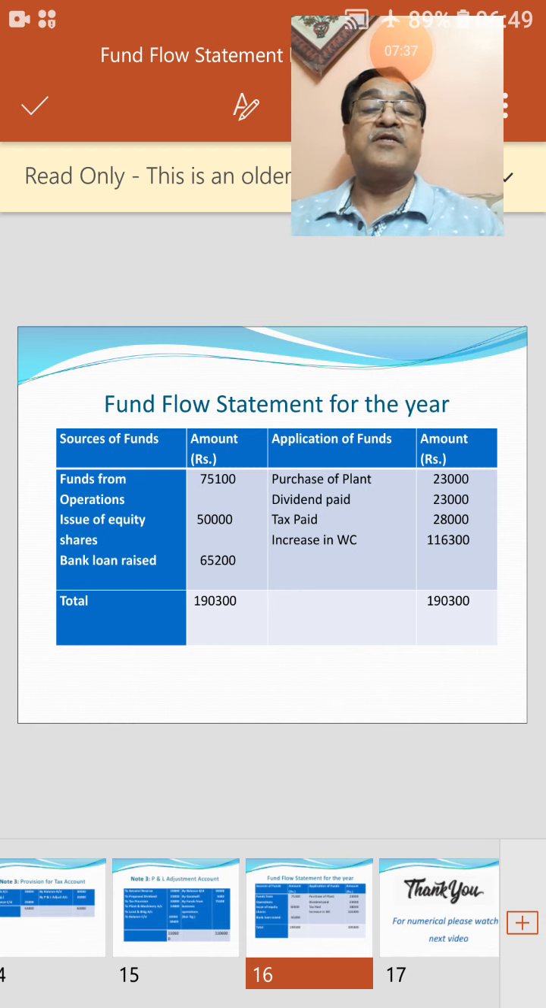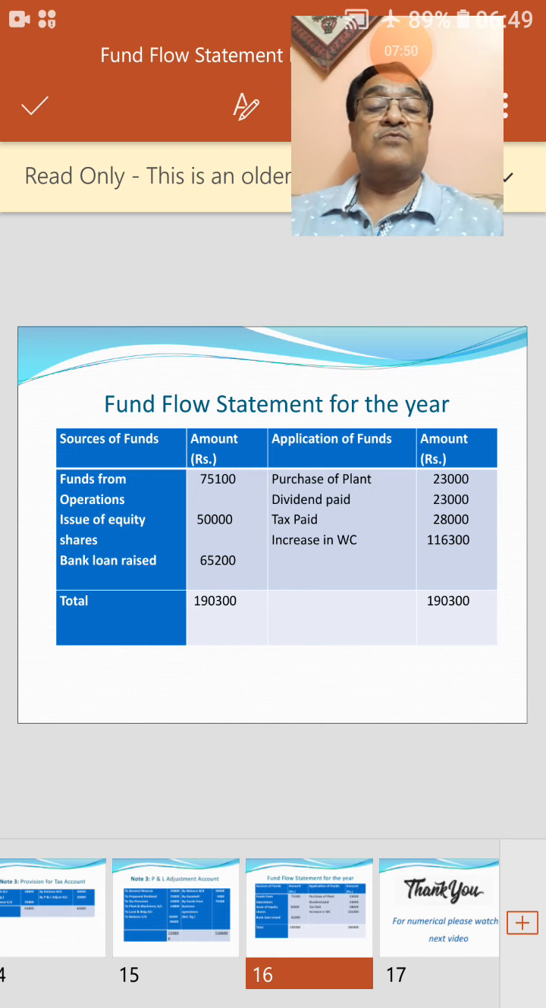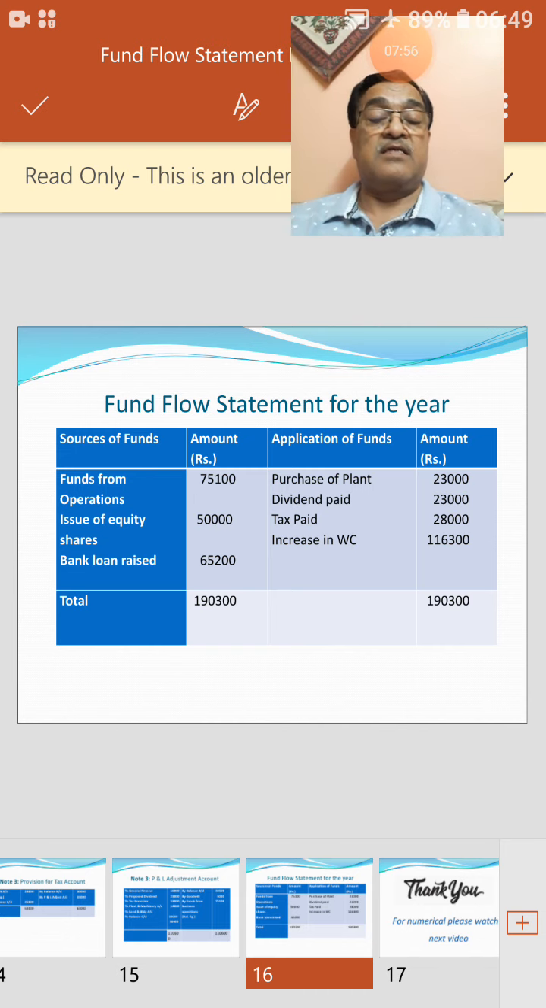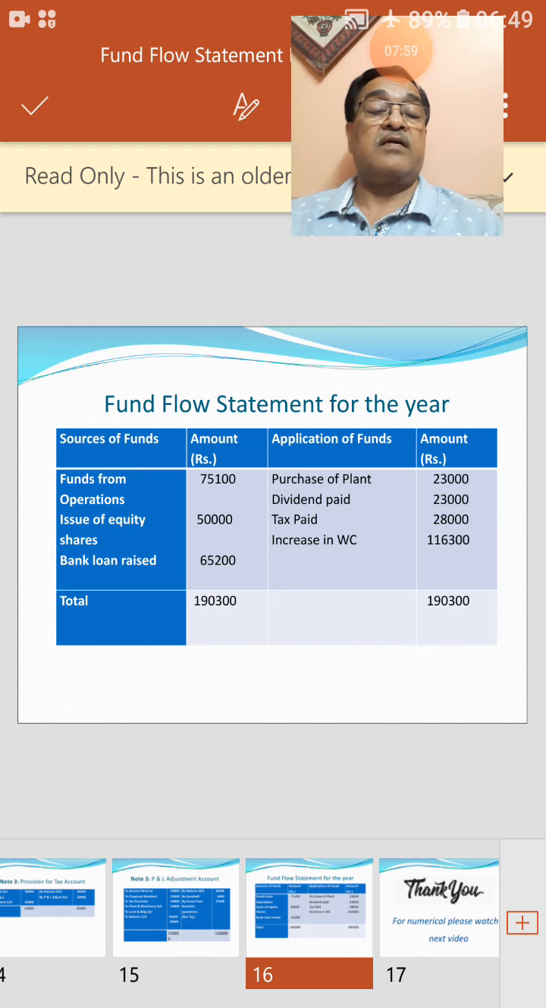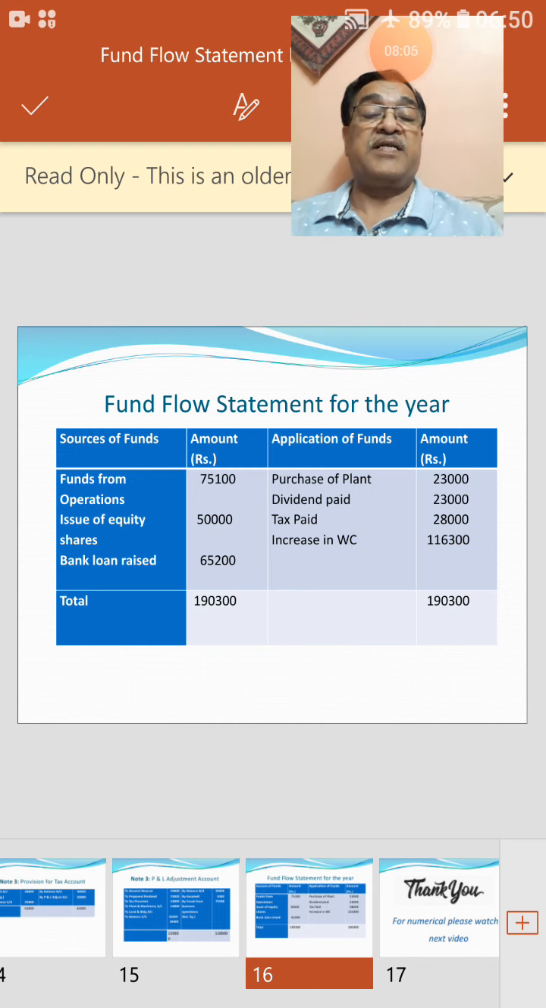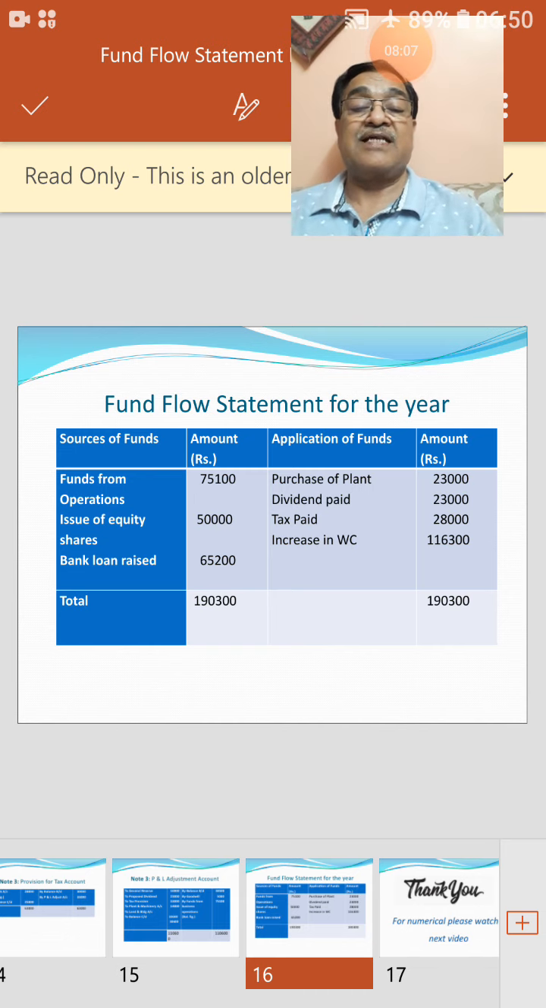Finally, you have to prepare a fund flow statement for that year. Record sources of funds like funds from business operation, issue of equity shares, and bank loan raised on the left hand side. Write down the uses of funds like purchase of plant and machinery, dividend paid during the year, tax paid during the year, and increase in working capital on the right hand side of fund flow statement. The total of sources and total of uses or application of funds should be the same.